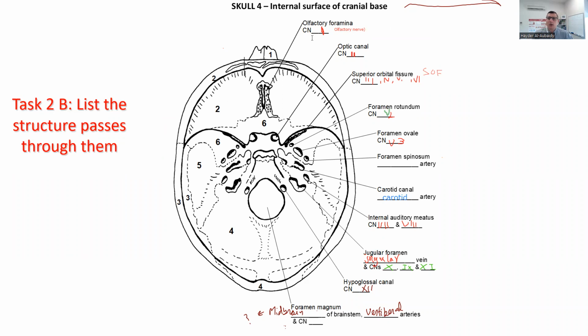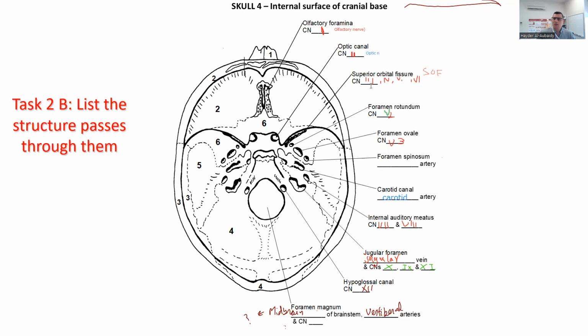So in exam, I may ask you about the olfactory nerve instead of cranial nerve 1. So it's important that you know the name of the nerve and its number, which makes it easier for you to answer any question about it in the exam. And the second one is the optic nerve. Okay.